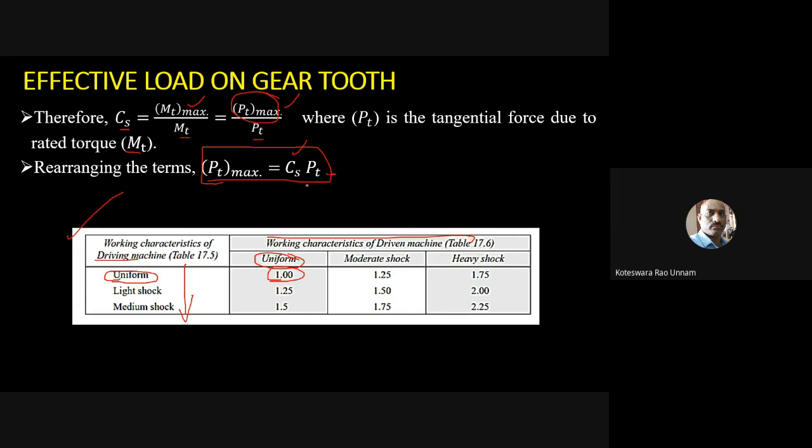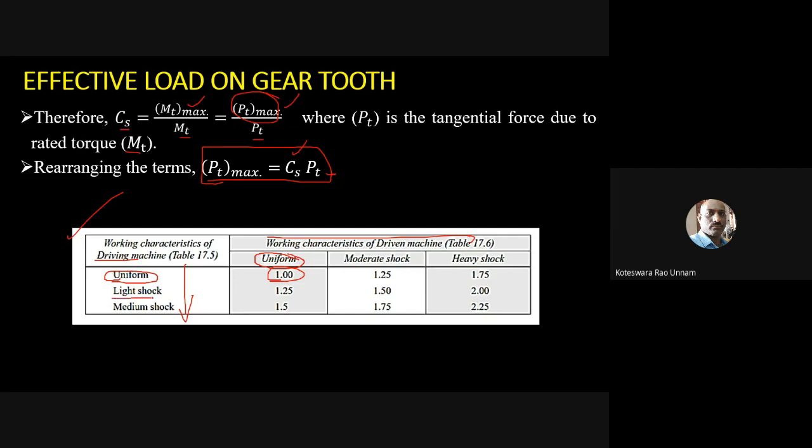That means if there is no fluctuation, then your PT max is going to be PT only. So in that case, your service factor is going to be 1. Other than that, whether the driving machine has a fluctuation or the driven machine has a fluctuation, your service factor is always more than 1. The minimum value is 1 and otherwise it will always be more than 1.